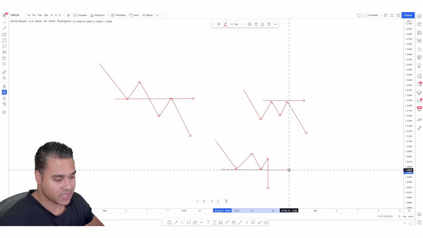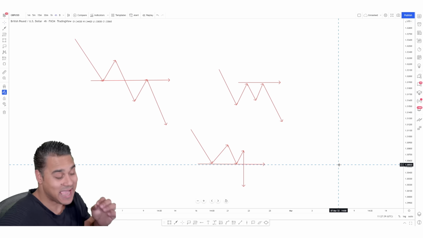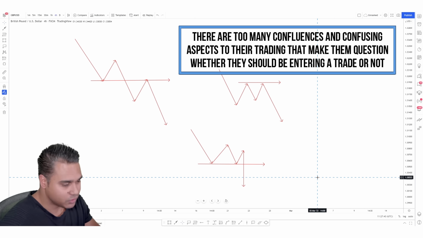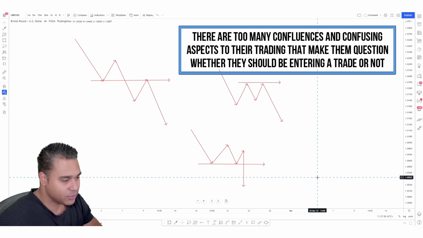There are strategies out there that require you to look for certain patterns with, let's say, momentum, which we call breakout trades. Now, one thing that traders struggle with the most is not the fact that they cannot trade. It's the simple fact that there are too many confluences and confusing aspects to their trading that make them question whether they should be entering a trade or not.